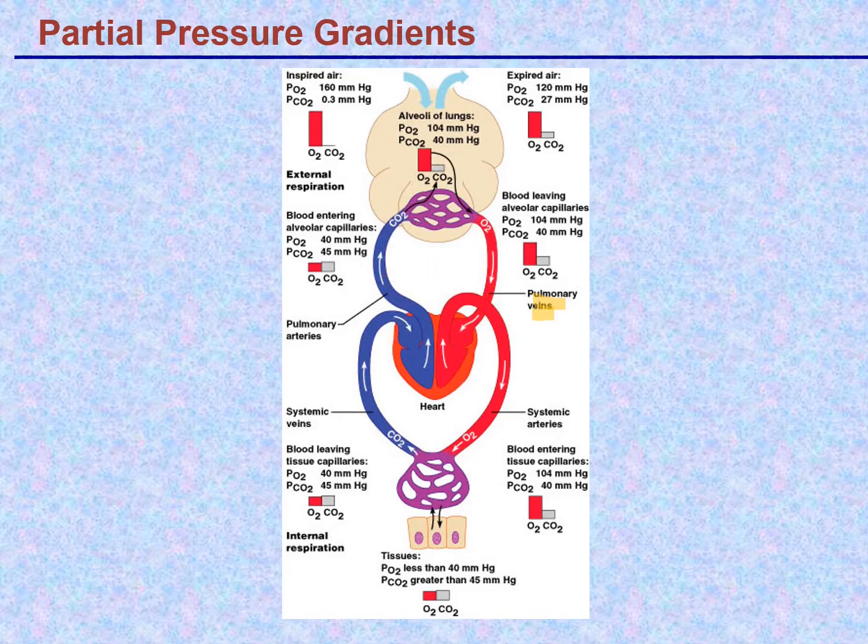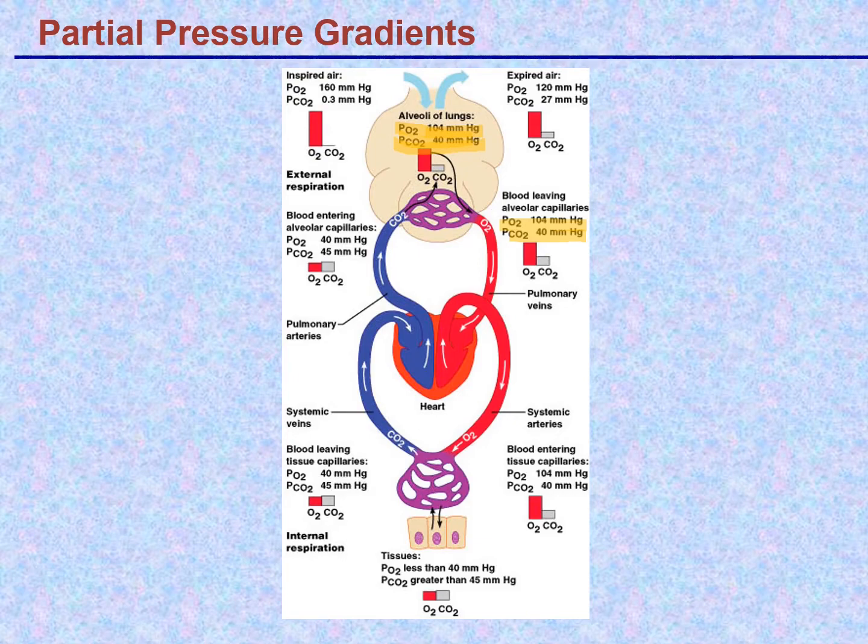Now, in terms of the gases and partial pressures, as I told you before, PO2 is 104 in the alveolar space, PCO2 is 40. You get gas exchange, oxygen going into the blood and CO2 coming out of the blood. So the blood leaving the alveolar capillaries in the pulmonary veins and going back to the heart will have a PO2 of 104 and a PCO2 of 40, just as it did in the alveolar space.